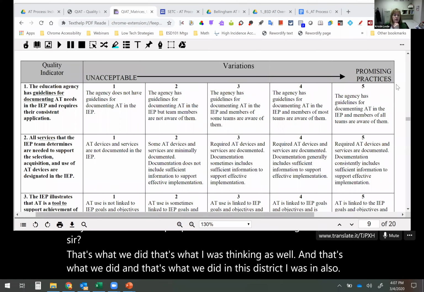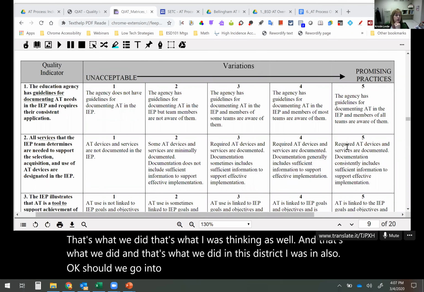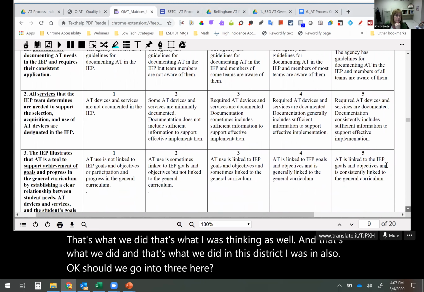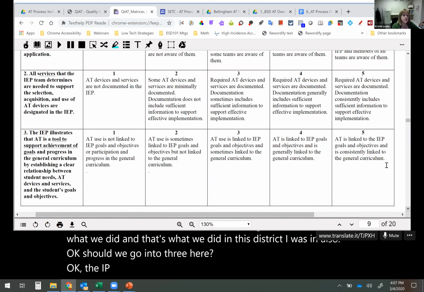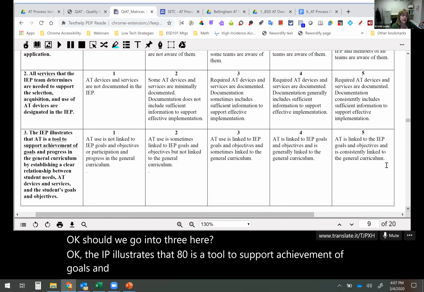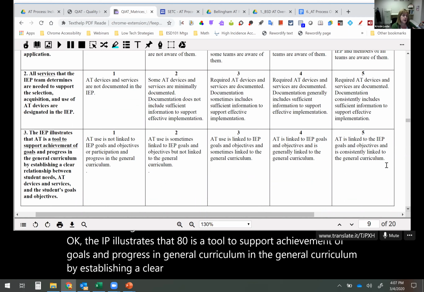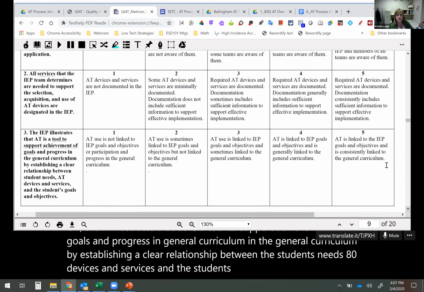Okay, should we go on to 3? Sure. Okay, the IEP illustrates that AT is a tool to support achievement of goals and progress in the general curriculum by establishing a clear relationship between the student's needs, AT devices and services, and the student's goals and objectives.